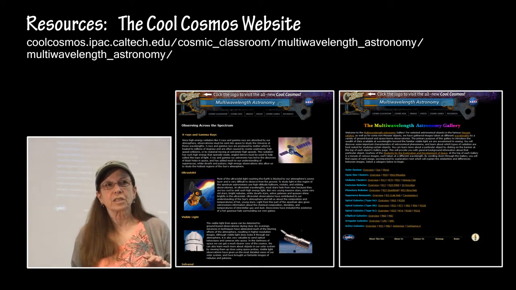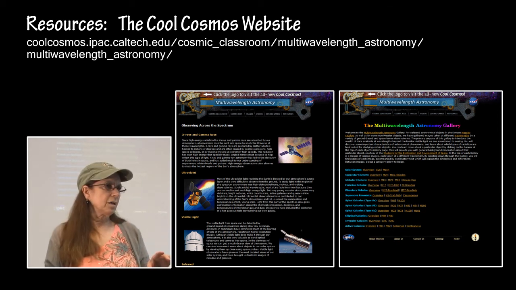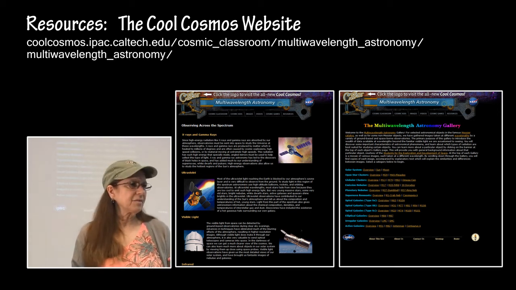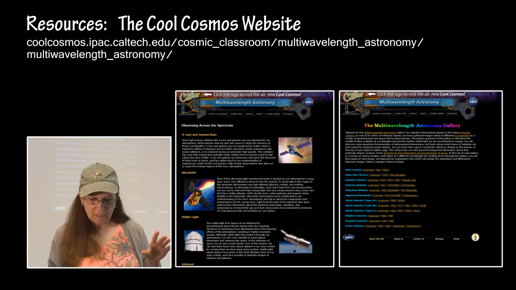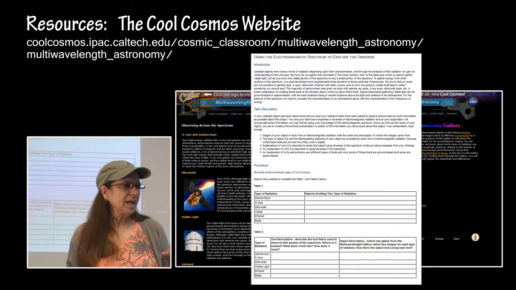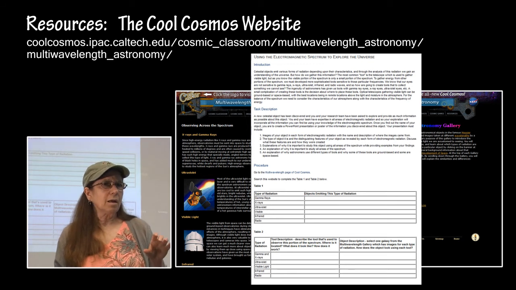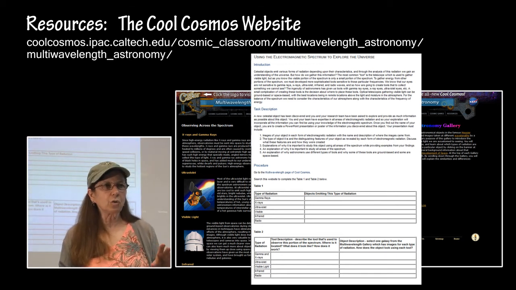One really great resource for multi-wavelength astronomy is the Cool Cosmos website. This is put together by the Spitzer IPAC group. On that website, they have a multi-wavelength astronomy unit. And on the Chandra website, in our electromagnetic spectrum module, we have an activity that uses the Cool Cosmos website.